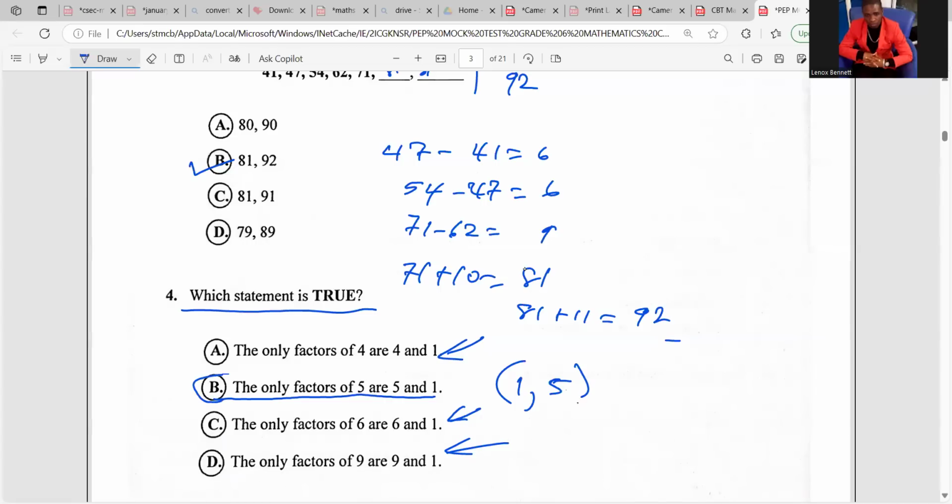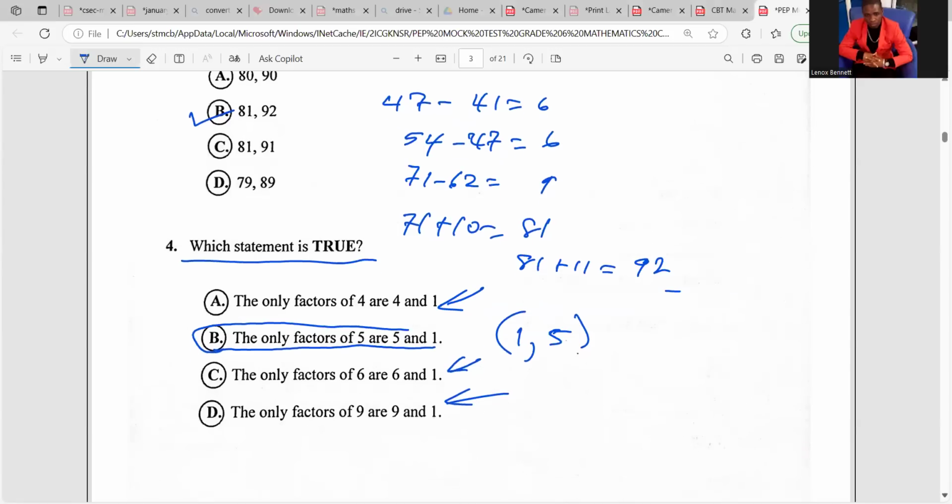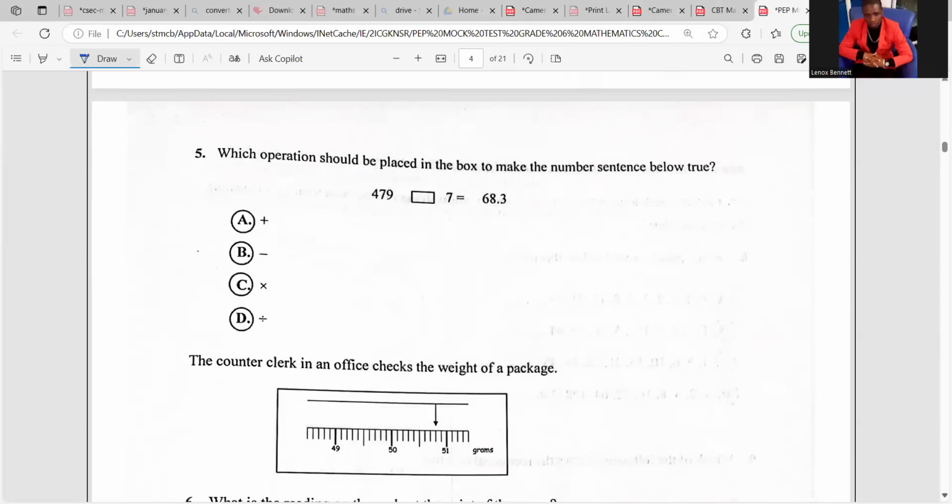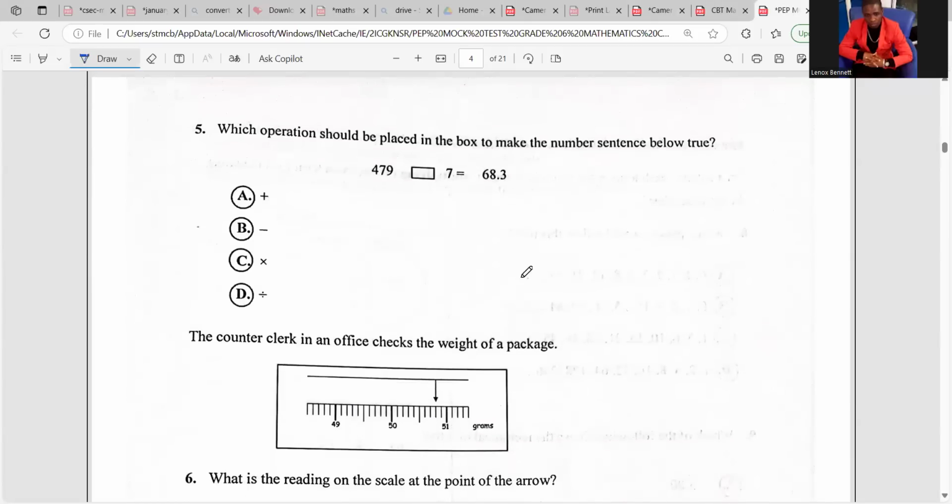So I agree with Cassidy and those persons. The only factors of 5 are 5 and 1. All of these are composite, alright? So guys, we cannot afford to give away these marks in the exam. Come on, guys. A lot of persons are on 100% same way. And those who lose the marks, you want to gain more so you can go up there. So we cannot afford to lose any mark.